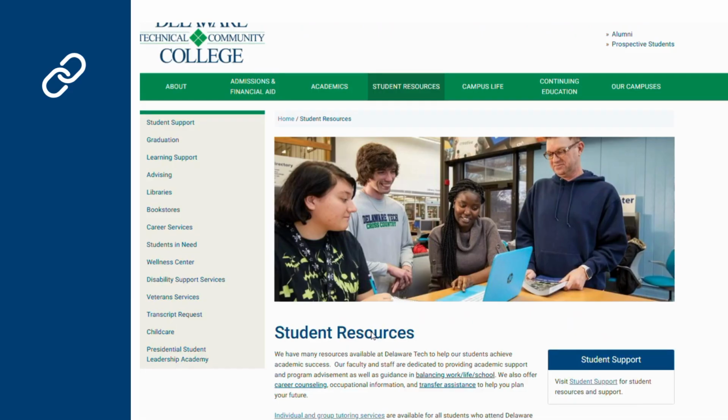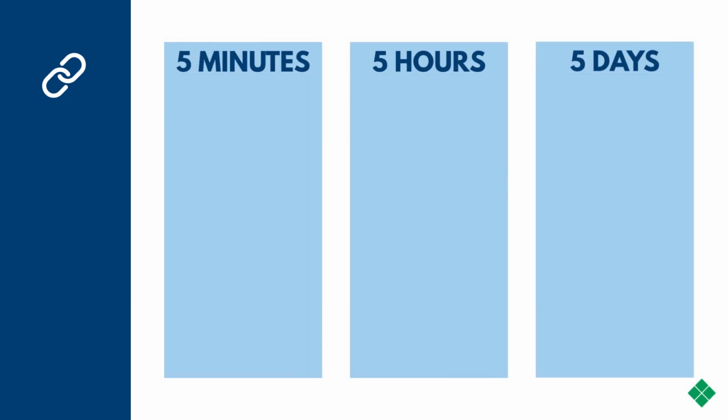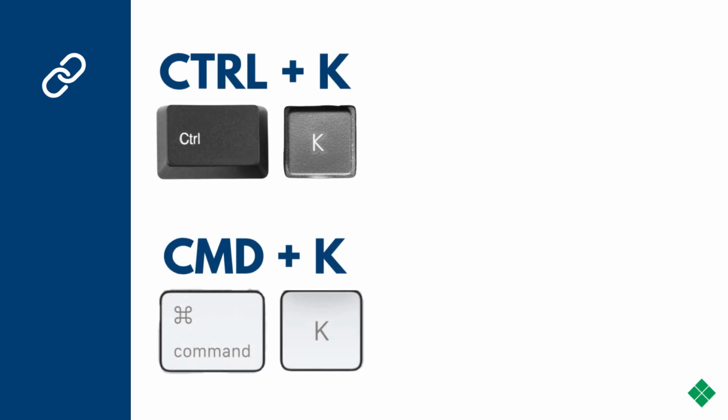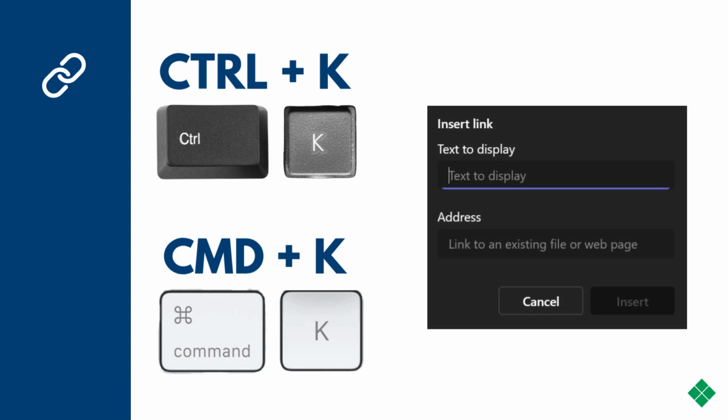In 5 minutes, you can review the links in a single document or page and update any that are vague. Going forward, inserting a meaningful hyperlink takes only a few seconds. Most programs and platforms support the keyboard shortcut Control-K or Command-K on a Mac, which opens a menu where you can paste a URL and write out the link text at the same time.